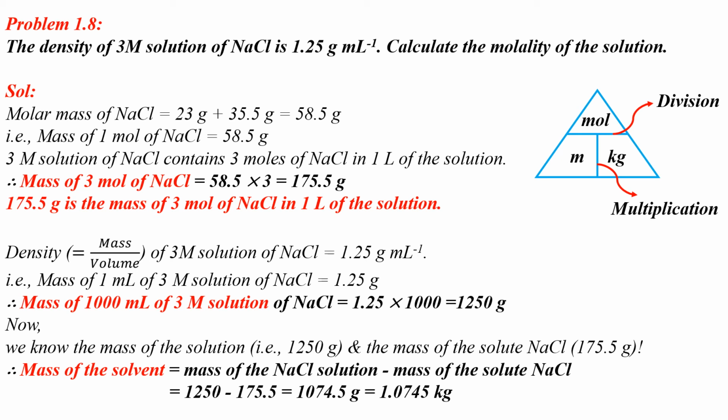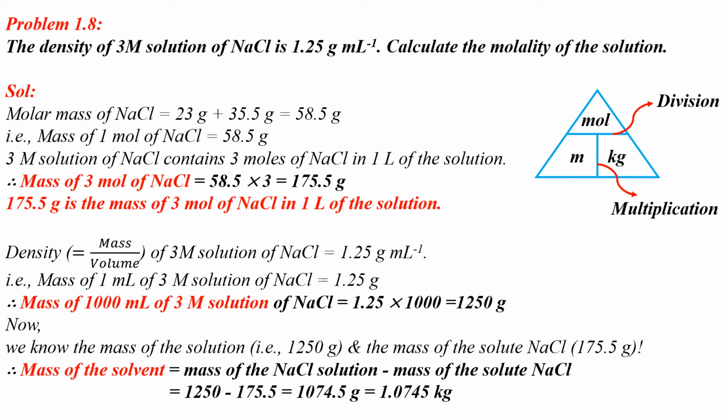Now, what is the molar mass of NaCl? Mass of sodium is 23 grams and mass of chlorine is 35.5 grams. So, in total, it would be equal to 58.5 grams. This means mass of 1 mole of NaCl is equal to 58.5 grams. A 3 molar solution of NaCl contains 3 moles of NaCl in 1 liter of the solution. Therefore, mass of 3 moles of NaCl would be obtained by multiplying 58.5 with 3. So that makes it 175.5 grams. Thus, we calculated the mass of the solute, that is NaCl, and it is found to be equal to 175.5 grams.